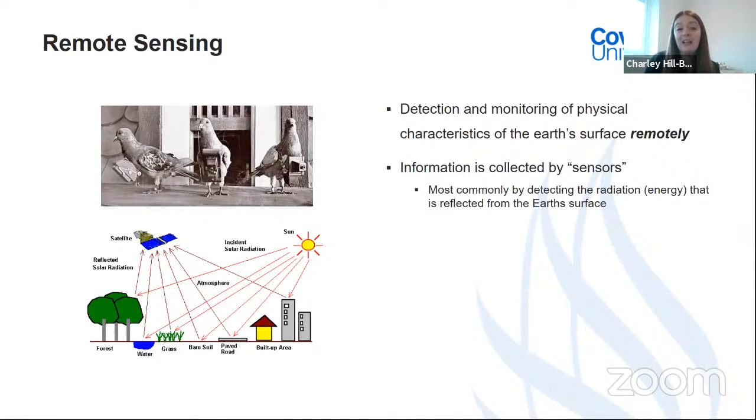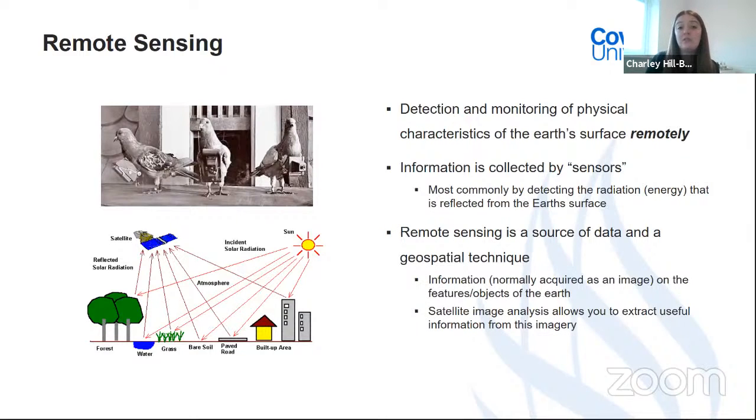So our remote sensing is kind of twofold here. It's a source of data, it's a source of information, but it's also a technique, and it's a geospatial application. The information acquired normally is what we see as an image, but has information sitting behind it, has numerical information for each portion or each point on our Earth's surface that sits behind that. What we can do is analyze that information through spatial analysis, through satellite image interpretation, to extract that information, to make it useful. And I'll show you some examples of that in a moment.